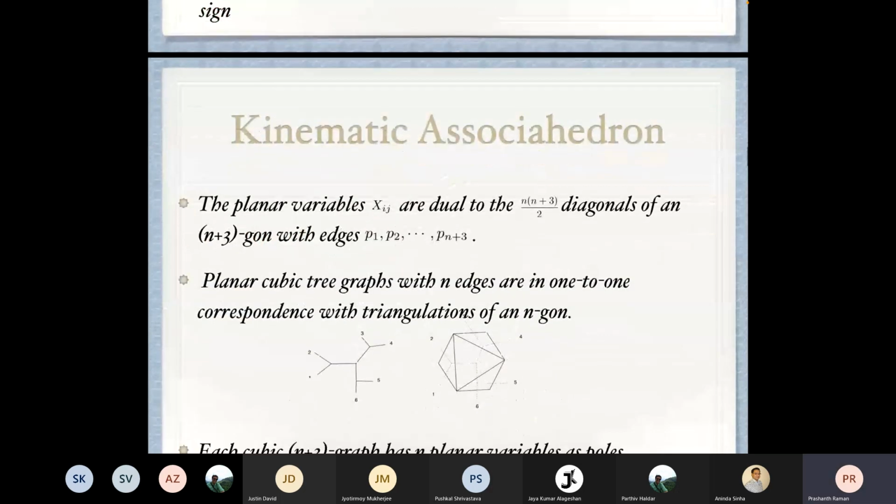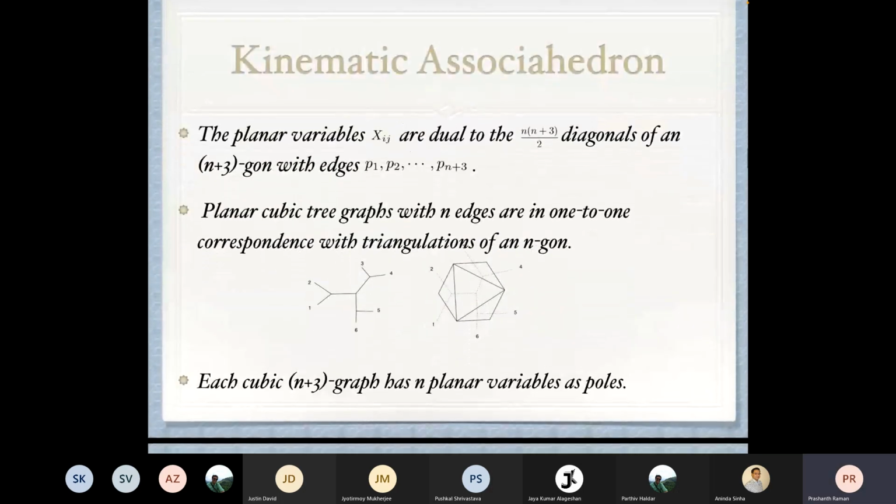Okay. Now let's define a few other things. The planar variables x_ij are sort of dual to the diagonals of an n+3-gon, where the edges of the polygon are just the momenta. And in fact, planar cubic graphs with n edges are in a one-to-one correspondence with triangulations of n-gons, and the correspondence is visual. It is simple to translate from the graph to the triangulation and vice versa.